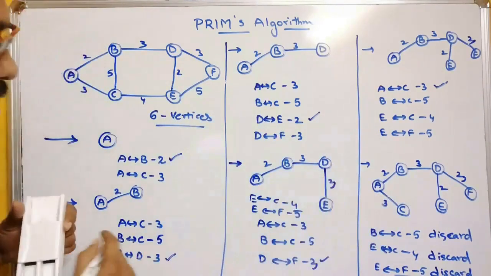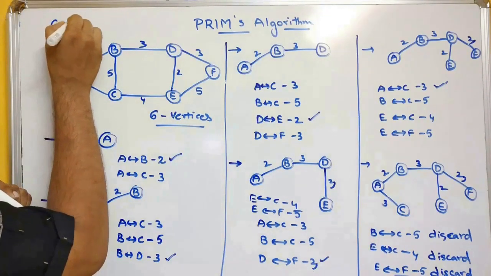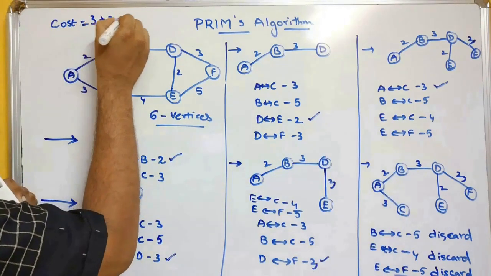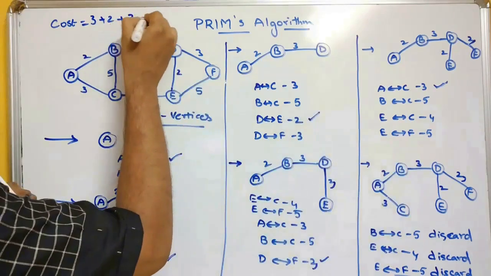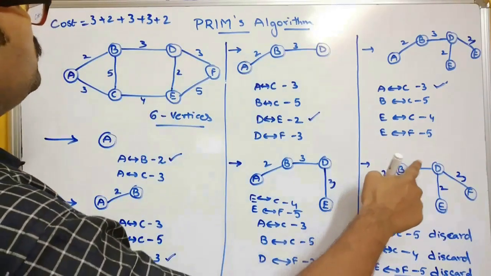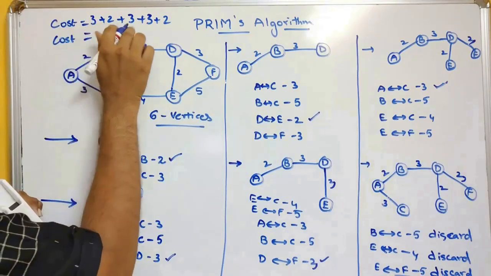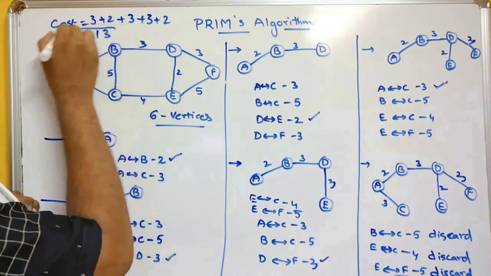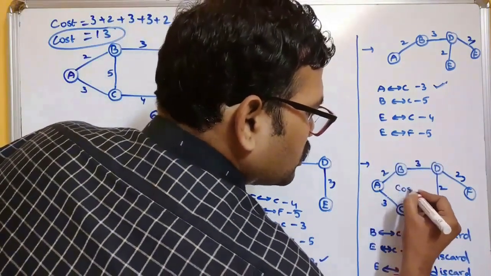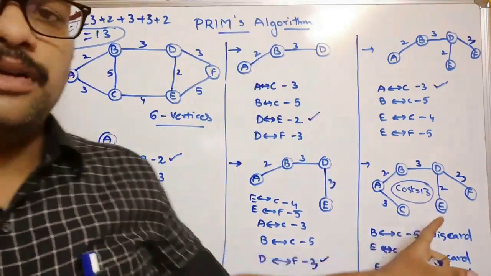What is the cost here? So you can observe the cost. I will write here: cost is equal to 3 plus 2 plus 3 plus 3 plus 2. So what is the total cost here? 5, 8, 10, 13. So 13 is the minimum cost for this particular tree. The cost is 13 to construct this particular spanning tree.